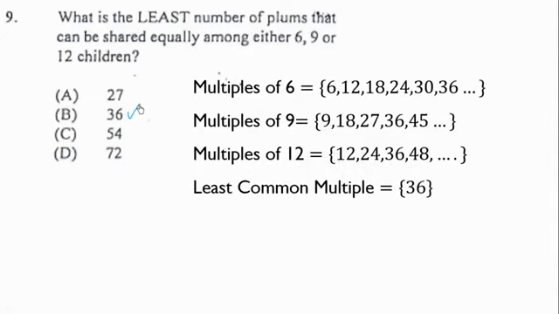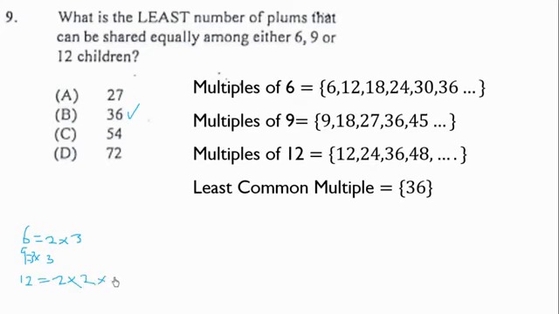Another way to do it is to find the prime factorization. You know 6 is the same as 2 times 3. Then 9 is the same as 3 by 3. Then 12 is the same as 4 by 3, so 12 is the same as 2 squared times 3, or 2 by 2 by 3.